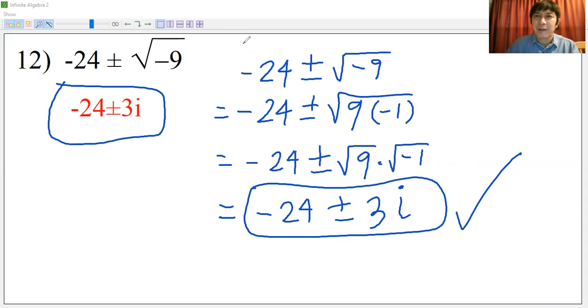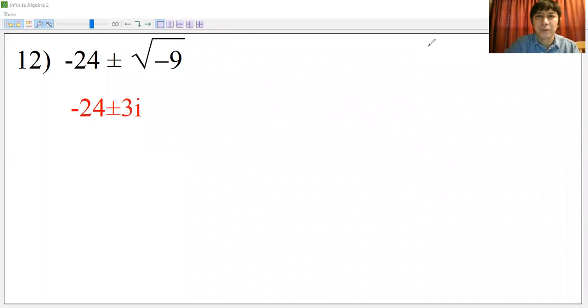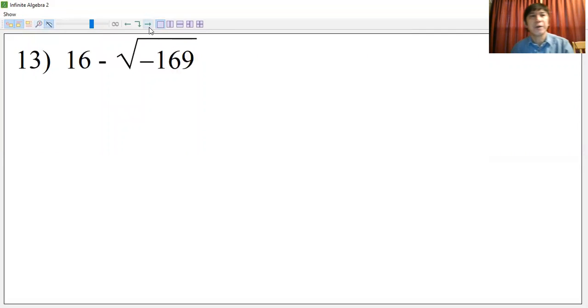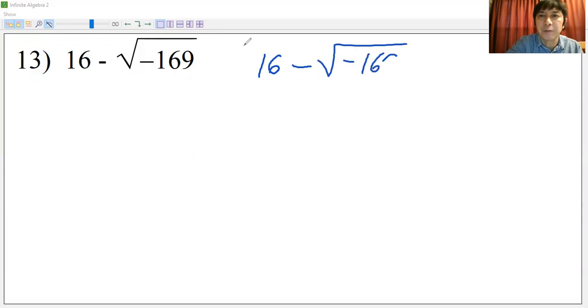Okay, and let's have number 13. Number 13 is here. Simplify 16 minus square root of negative 169. So we have here exact square roots. 169 has a square root of 13. So we will start with the real number 16 minus the square root of negative 169.